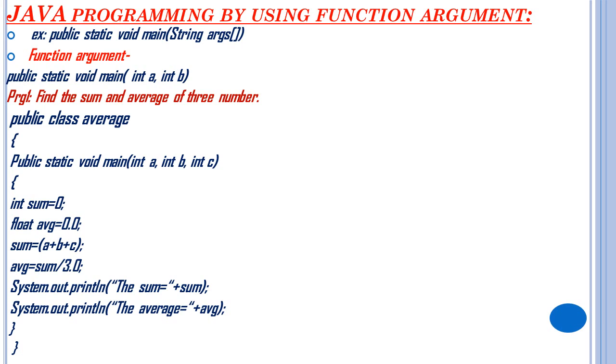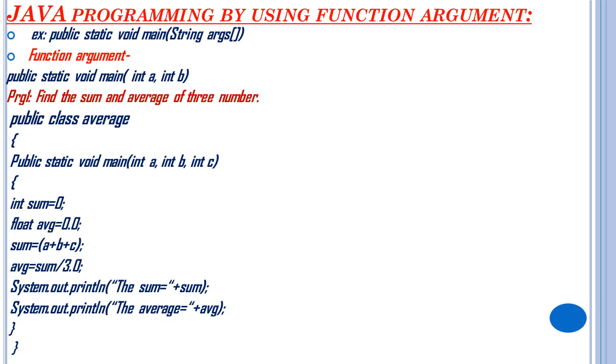Here how many variables am I taking? Three variables. Why? Because I am going to find the sum of these three variables and the average of that. Next, open the bracket. Int sum equals 0. Sum I don't know, so initially I am giving sum equals 0. Next, float average equals 0.0. I am giving the average value as 0.